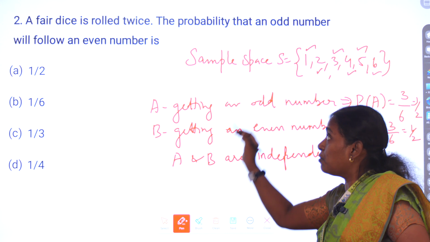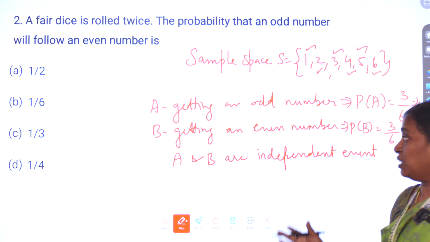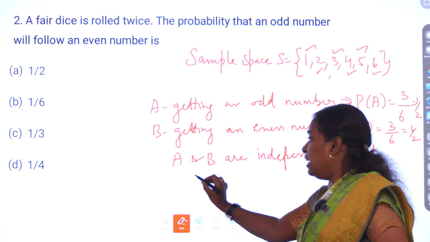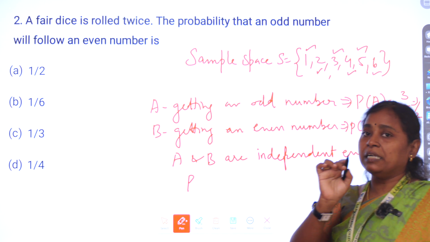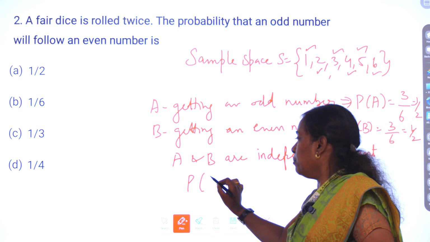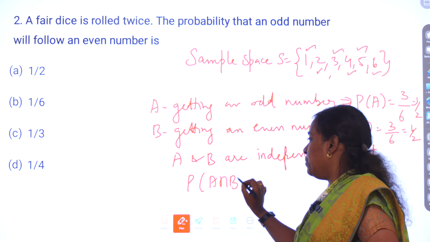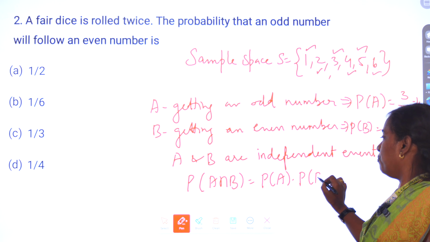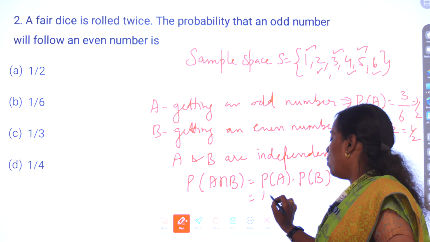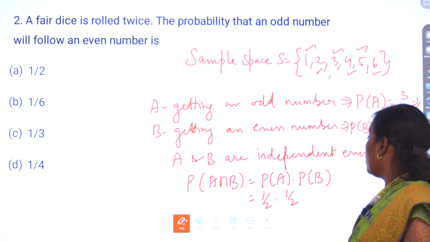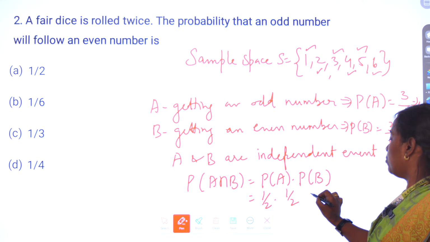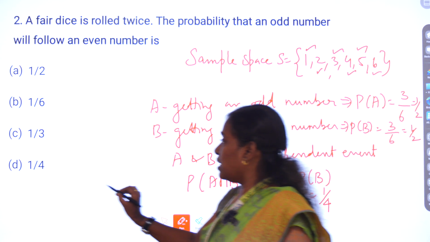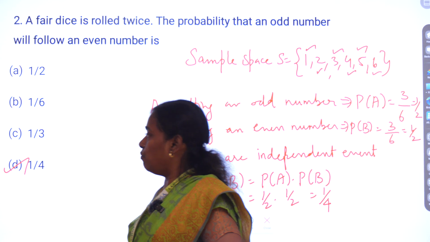Now from the question we found the nature of A and B to be independent. The 2 events are independent. If it is independent, we saw in the multiplication rule what will happen: P of A intersection B is P of A into P of B. What is your P of A? 1 by 2. What is your P of B? It is also 1 by 2. So this is 1 by 4. So your correct answer is option D, 1 by 4.